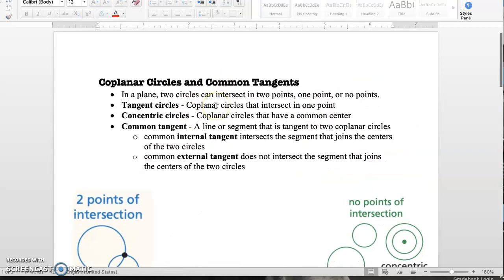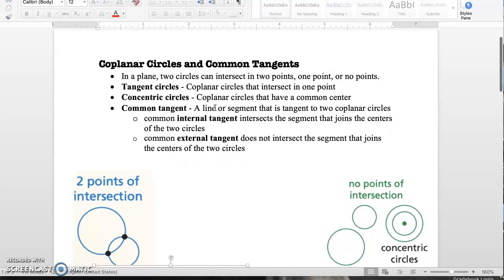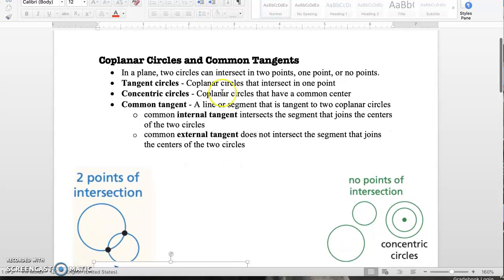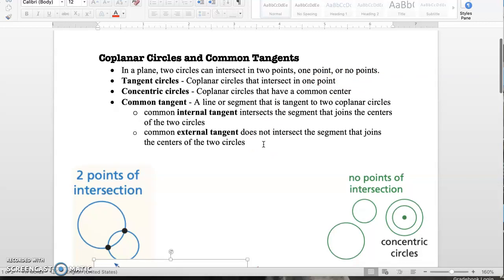So for these examples here, we're going to first identify the fact that in a plane, there can be two different circles that intersect at 2 points, at 1 point, or at no points at all, which should be pretty intuitive, depending on how you draw the circles. A tangent circle is when they are coplanar. If we think back to our definitions earlier in the year, coplanar means that they're on the same plane. So if you have circles on the same plane, they intersect at 1 point.